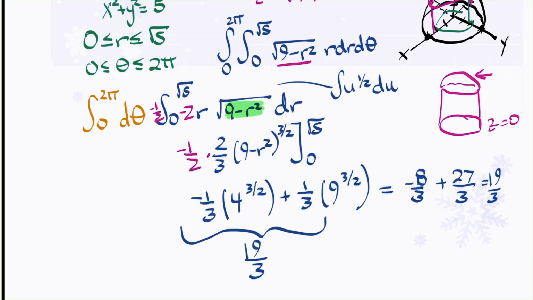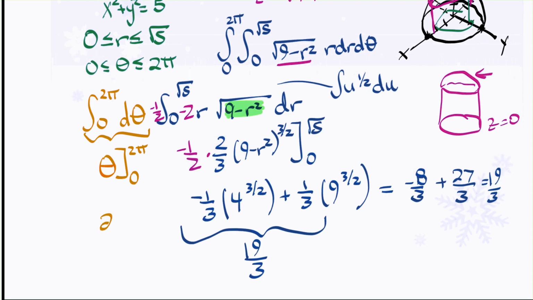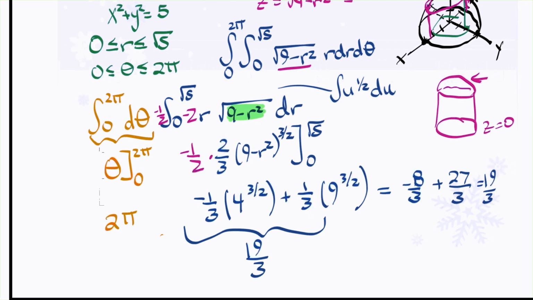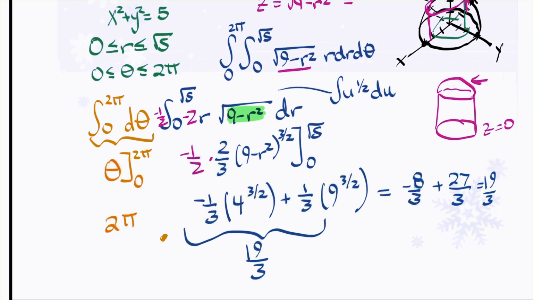And then the theta portion of it is just 2 pi. I'll do this a little more specifically because I know the last one I rushed through it. The integral of 1 d theta is just theta, and theta evaluated from 0 to 2 pi is just 2 pi. So what we have is 2 pi times 19/3. So what I get is 38 pi over 3.